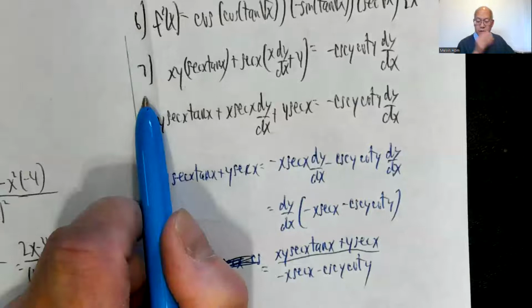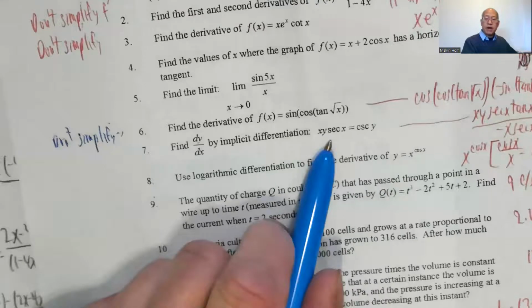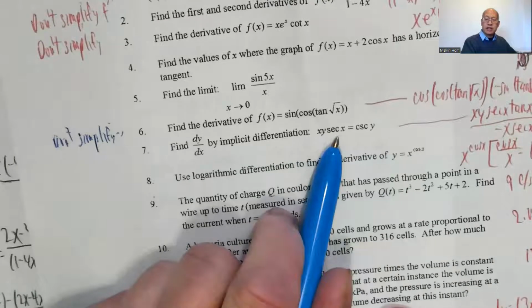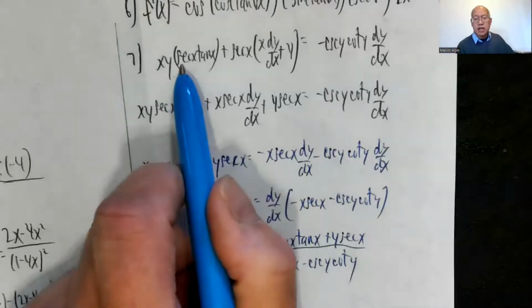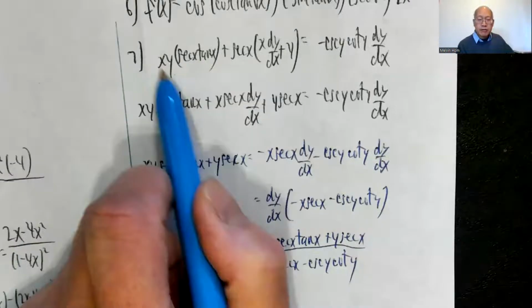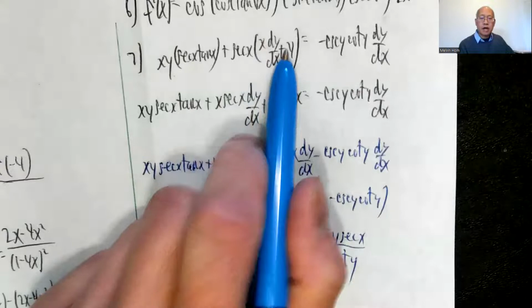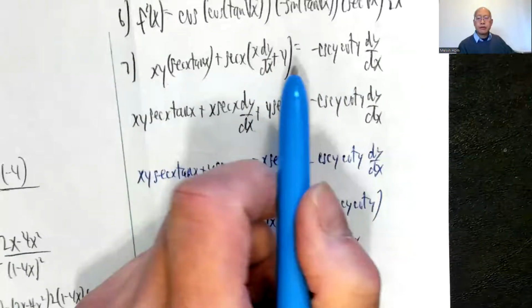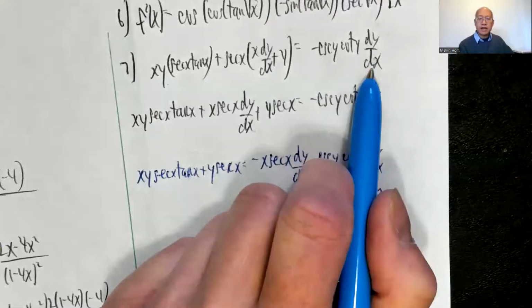Okay, number 7, implicit differentiation. So we're trying to differentiate x, y, secant of x. So how about that's the first function, that's the second function. So xy times the derivative of secant x, which is secant x tangent x, plus second function secant x times the derivative of first, the derivative of xy is x dy dx plus y times 1, equals the derivative of the right-hand side, negative cosecant y cotangent y dy dx.